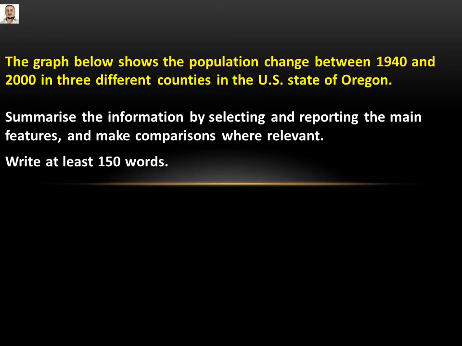Today we are going to take another example for writing task number 1 for the academic IELTS. Today we are going to take a graph. We have a statement that says: the graph below shows the population change between 1940 and 2000 in 3 different counties in the US state of Oregon. The question says: summarize the information by selecting and reporting the main features and make comparisons where relevant. Write at least 150 words.